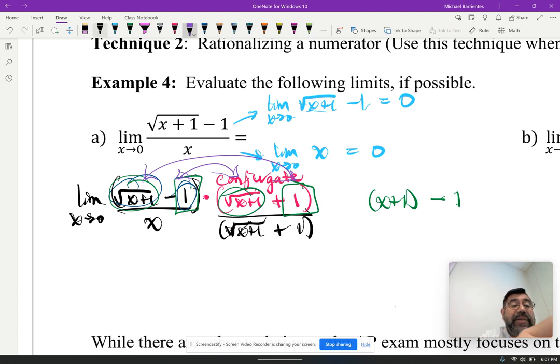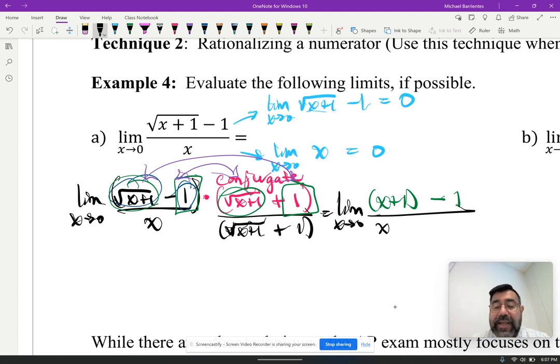So if I continue the limit statement, as x approaches 0, in the denominator, I'm not going to multiply that out. I'm not going to distribute that. I'm just going to say x times the square root of x plus 1 plus 1.